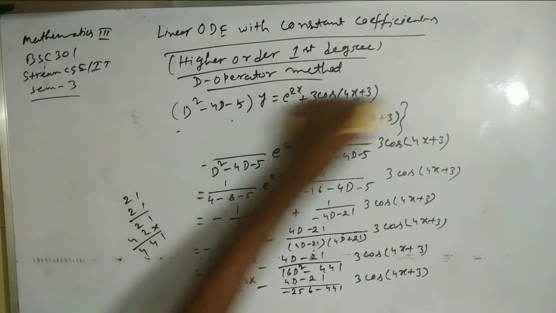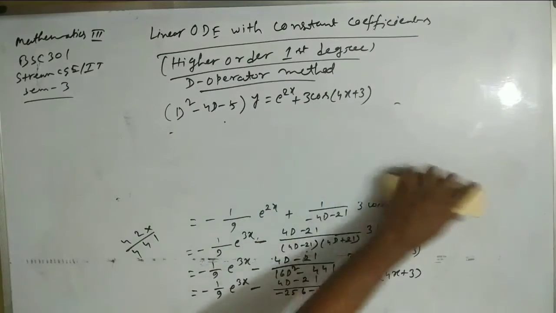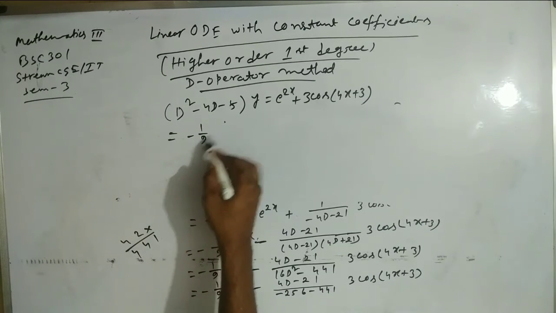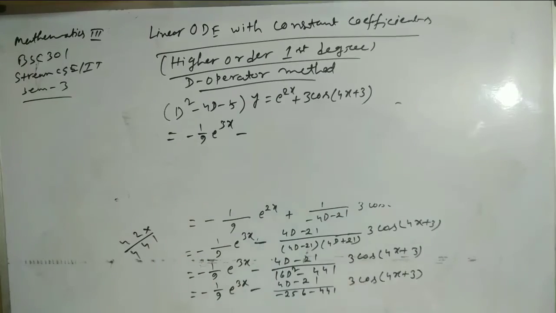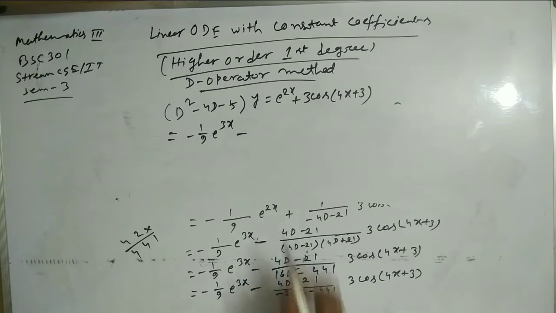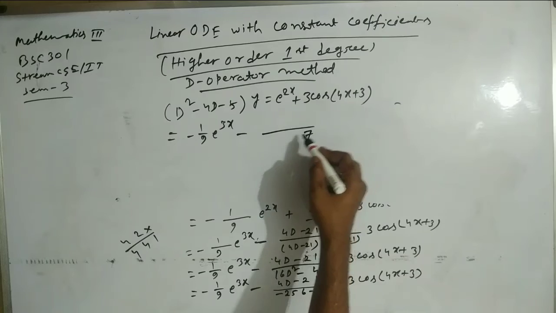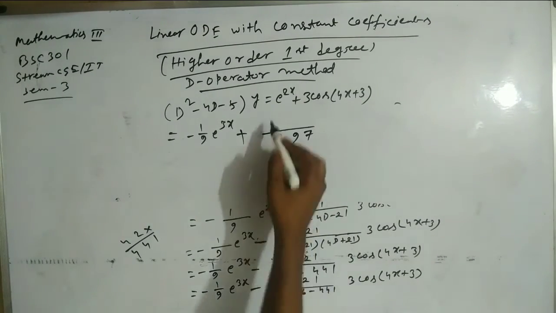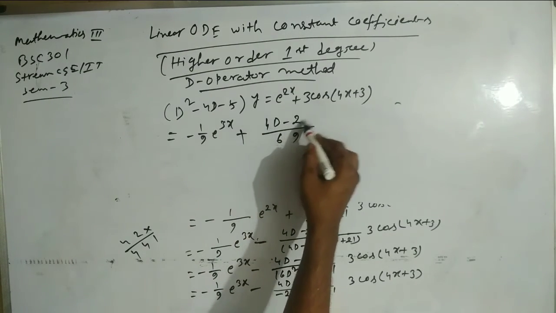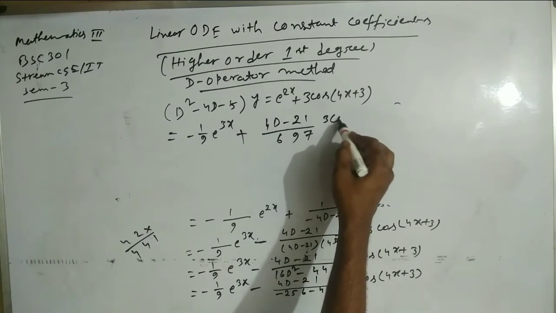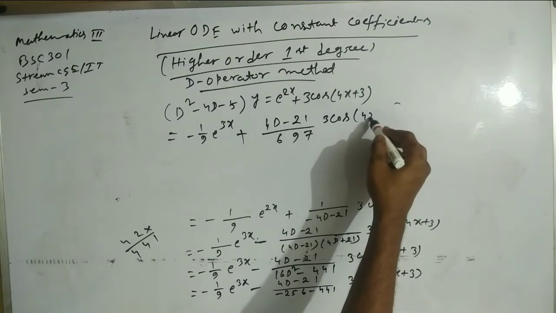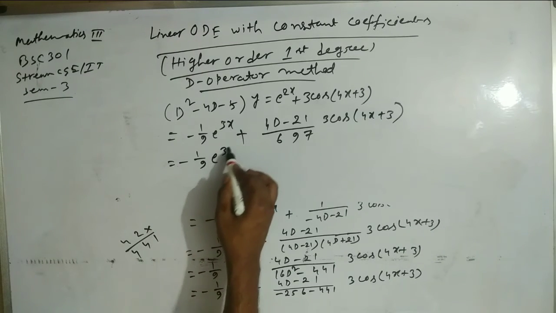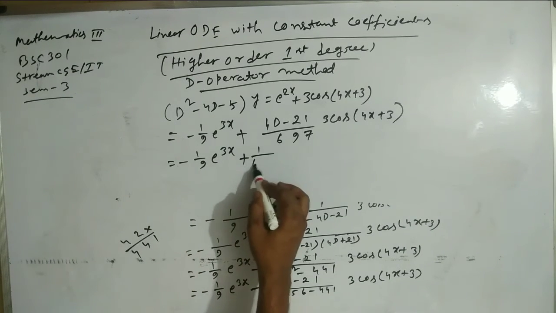Now I am removing this, writing here. So minus 1 by 9 e to the power 3x minus, okay, after adding 256 and 441, it will be 697, and in the numerator it will be 4d minus 21 operating on 3 cos 4x plus 3. Okay, so minus 1 by 9 e to the power 3x plus 1 by 697.